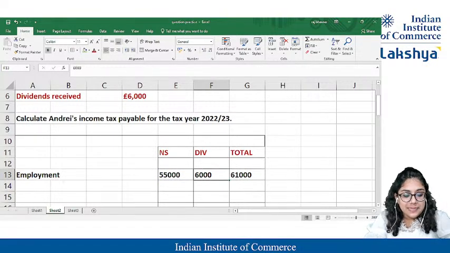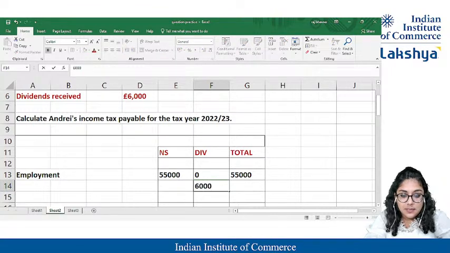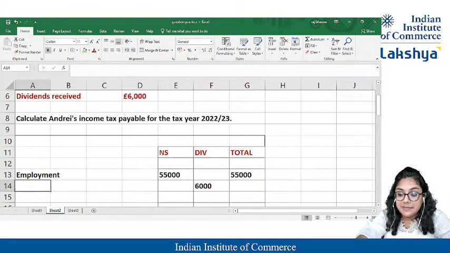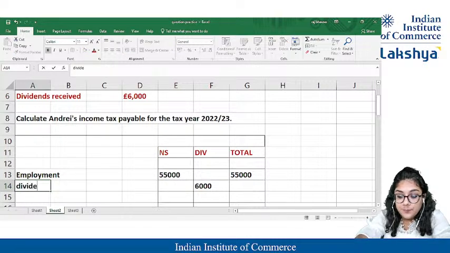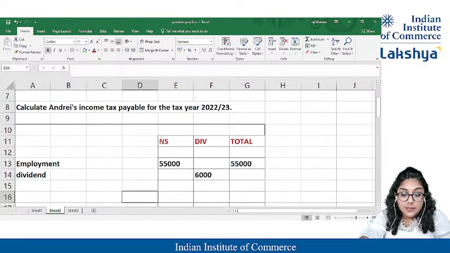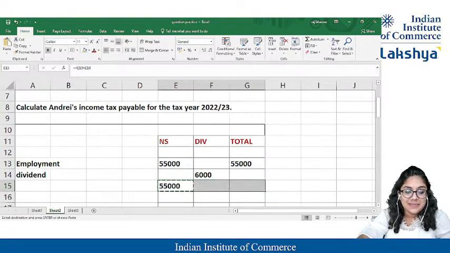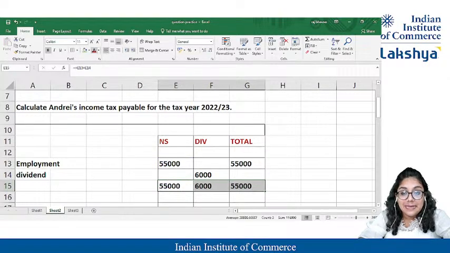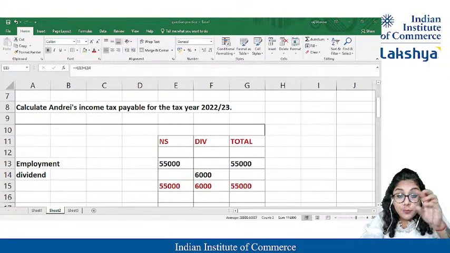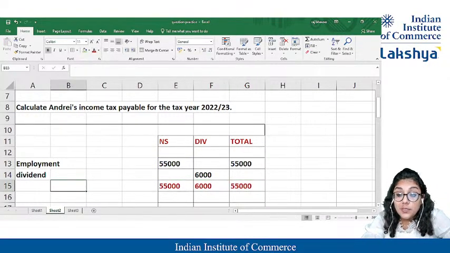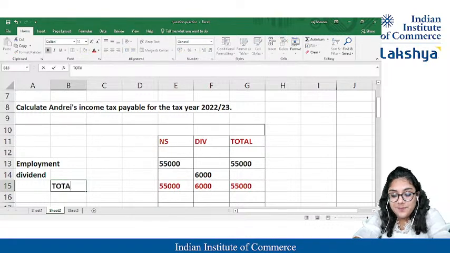You can do it like that also. You can show like this also, 6,000, and you can write here dividend so that everything is visible clearly. Then you can write the total income, which is both added. You can take the total, make it red. Name it as total income. It's known as total income.